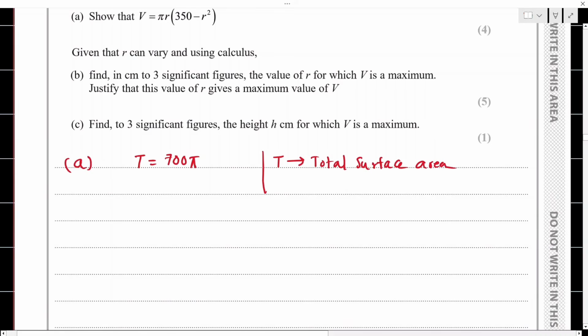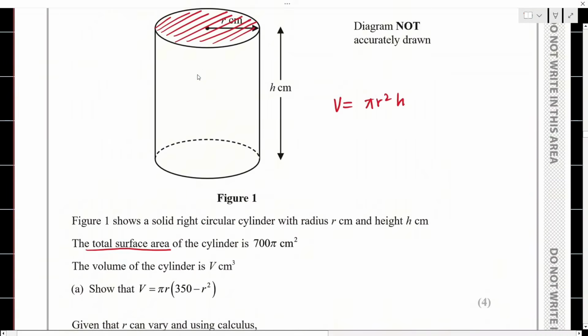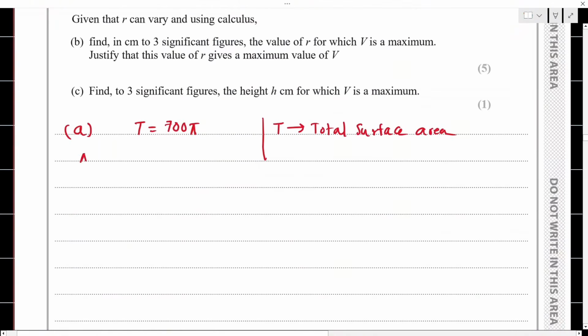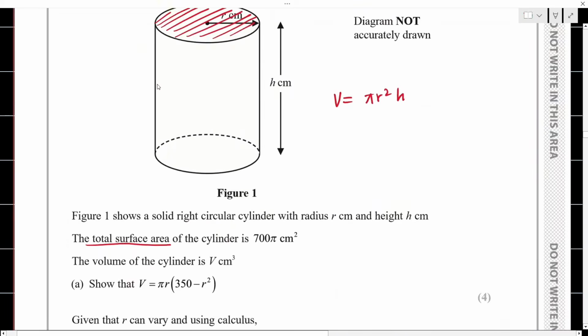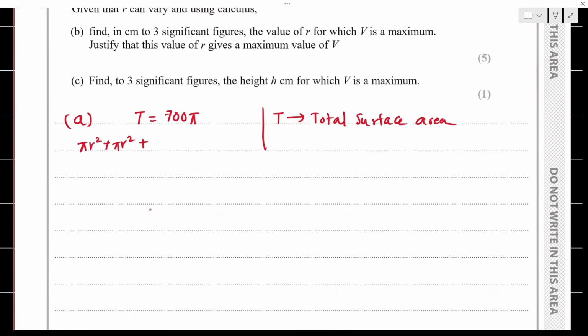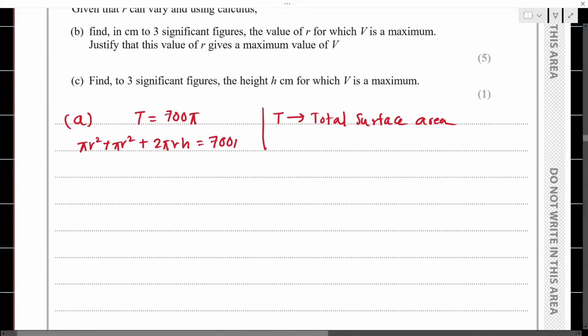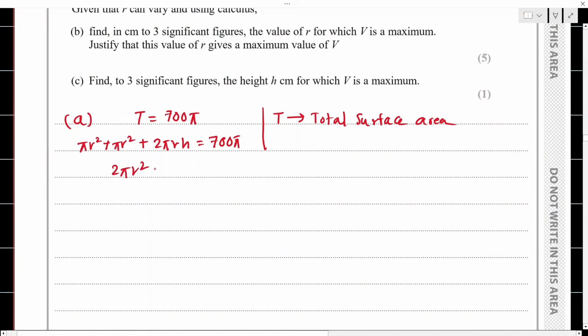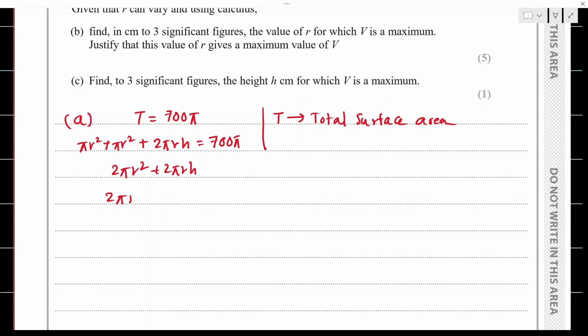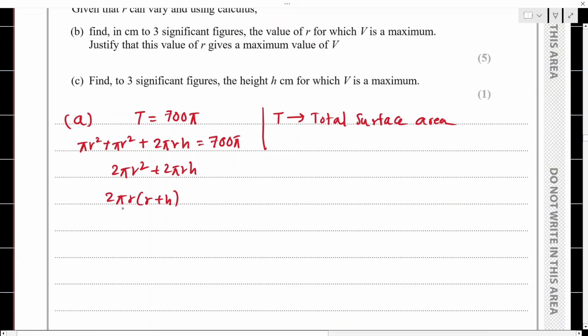Now we know that the total surface area of a cylinder will be equal to the area of the two circular faces, so pi r square plus pi r square, and the area of the curved surface of the cylinder, which is equal to 2 pi r h. This is equal to 700 pi. So the total surface area of a cylinder is equal to 2 pi r square plus 2 pi r h. This is also usually written as 2 pi r into r plus h. There are many forms in which this is written.